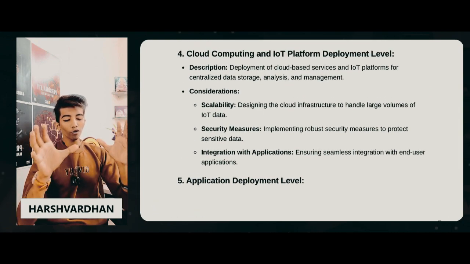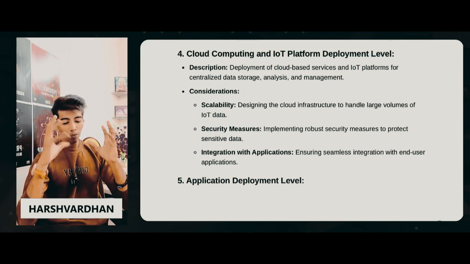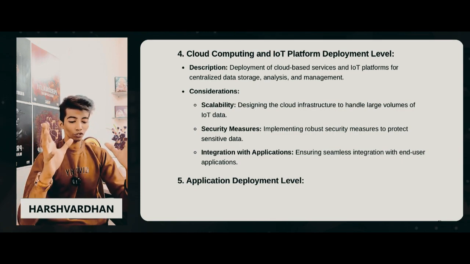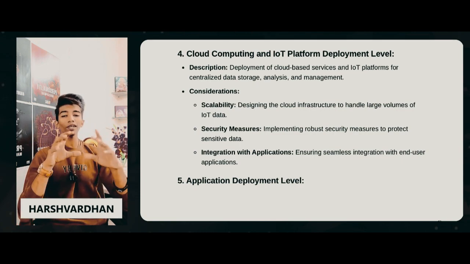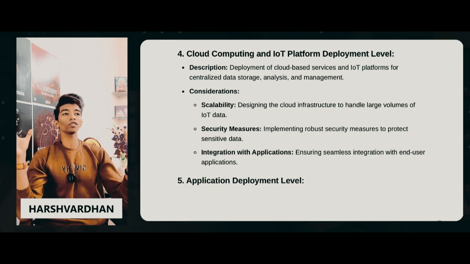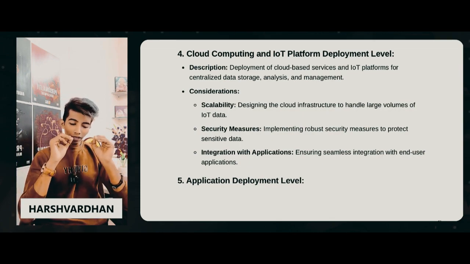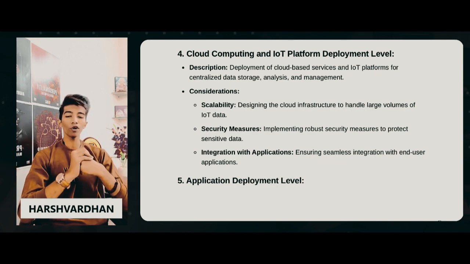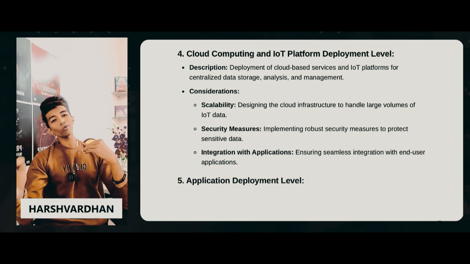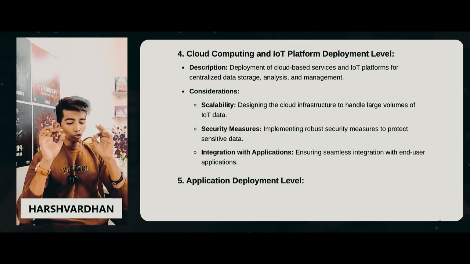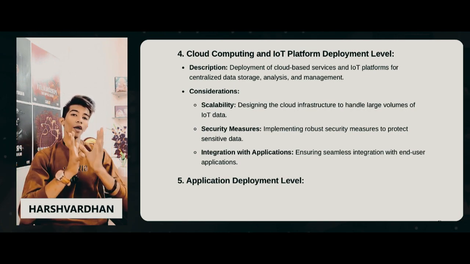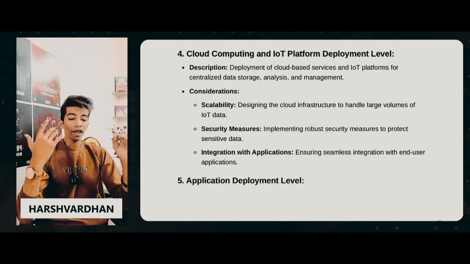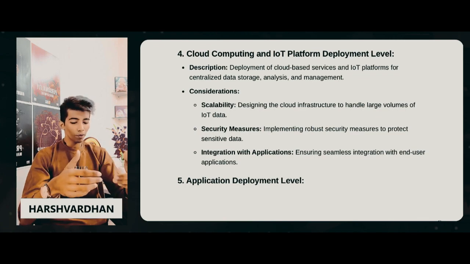Talking about the cloud computing and IoT deployment level, this is the deployment of cloud-based services and IoT platforms for centralized data storage, analysis and management. All the data collected from this network will go to the cloud, and there you will avail all kinds of services from the cloud service provider, or your CSP. So there your cloud computing and IoT services will be provided. For that service deployment, we have certain cloud computing and IoT platform deployment models or levels.